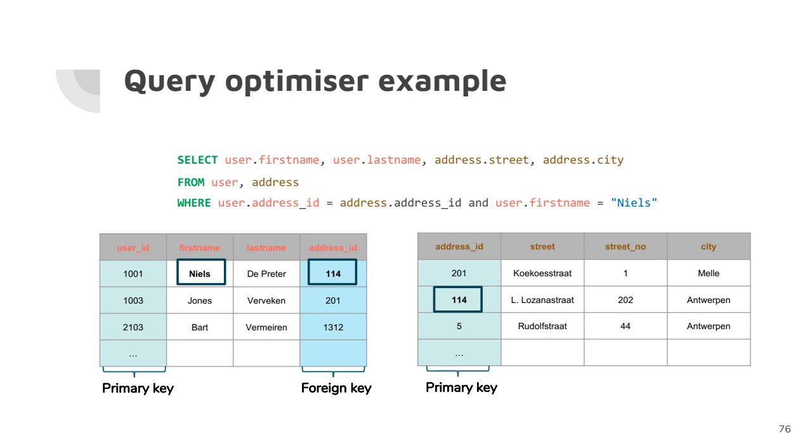Yeah, indeed. It's a join between user and address, restricted to users with the first name Niels. So how would you execute this query? What would you do as a human? What would you do first? Would you first select the columns? Would you first do this condition or this condition? What would you do?